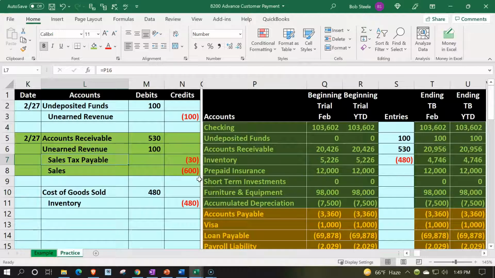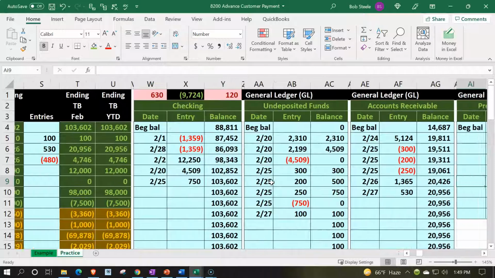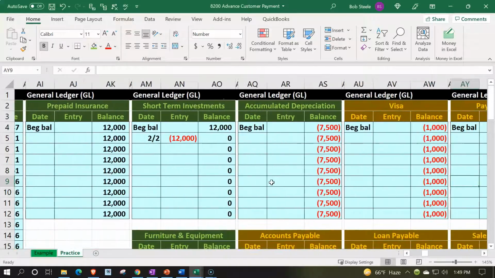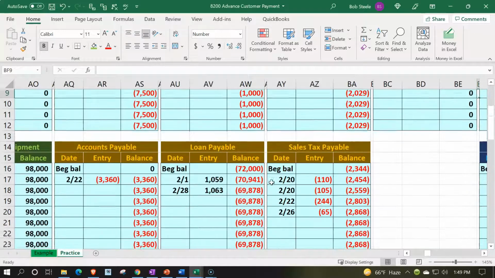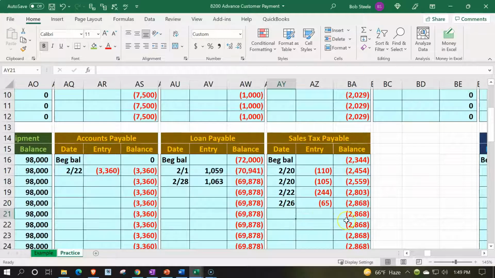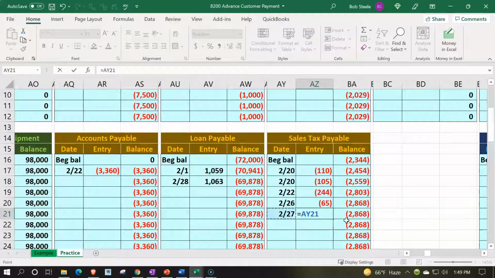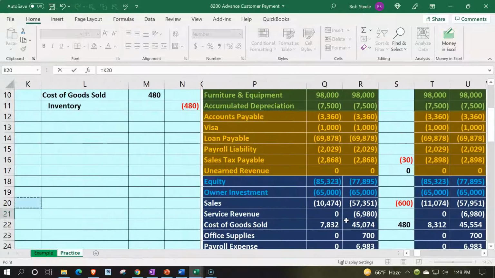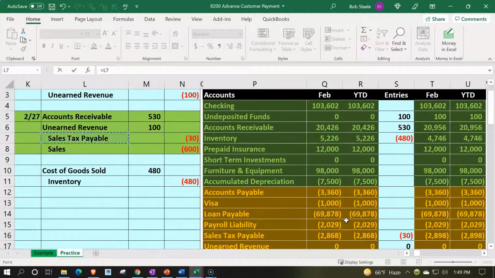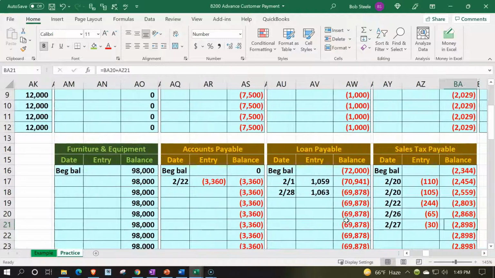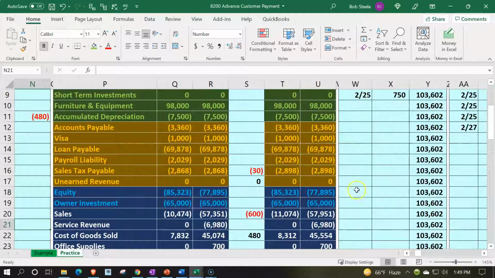Then we have the sales tax. That's now the second to last orange account. It's no longer got that last position because unearned revenue has taken it. So now we're over here on the sales tax. We're on AY21. This is going to be on 2/27. And then on AZ21 equals left to the wall, picking up the sales tax, looking for the sales tax, $30, bringing the balance up to the 2898. That 2898 should match what's on the trial balance in both the year to date and February numbers.